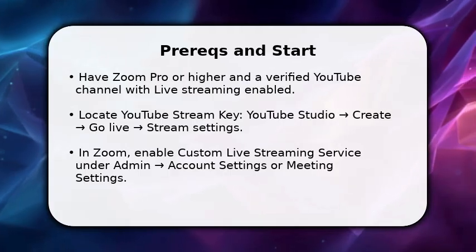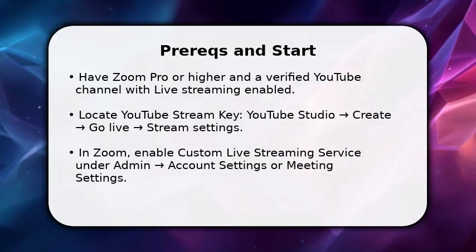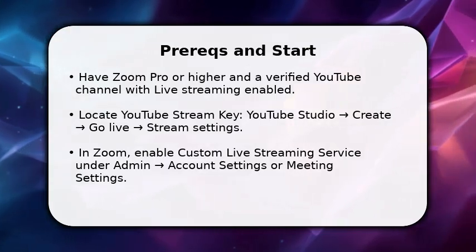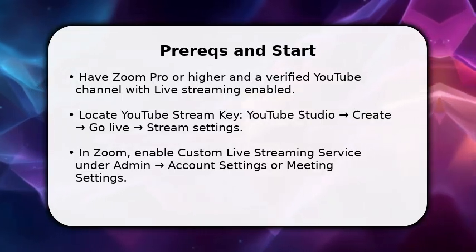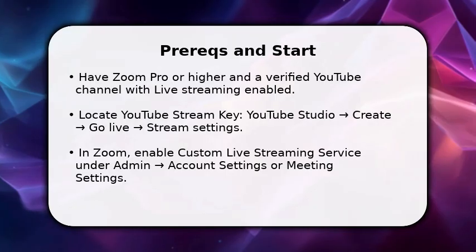You need two things right away: a Zoom Pro or higher account and a YouTube channel cleared for live streaming. Once you've confirmed both, open YouTube Studio and get the stream key from Create > Go live > Stream.